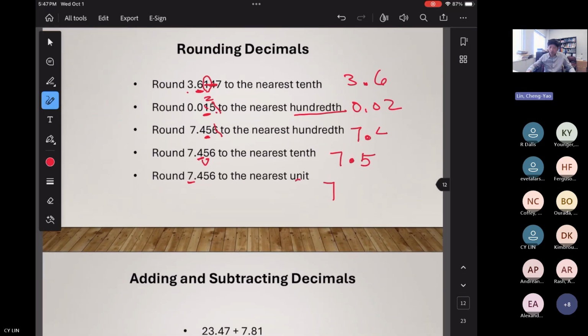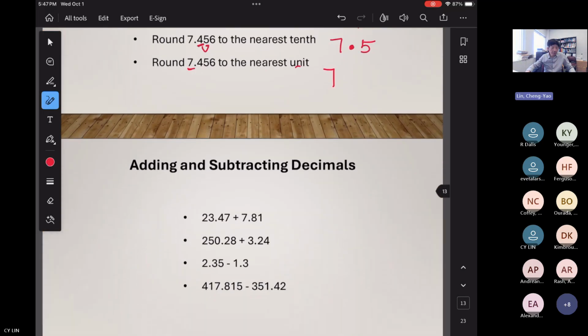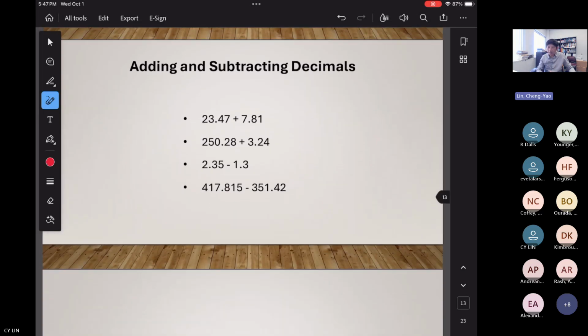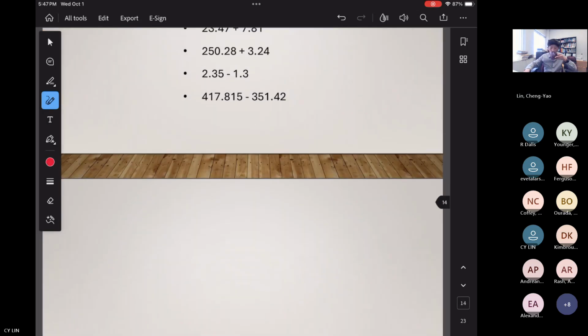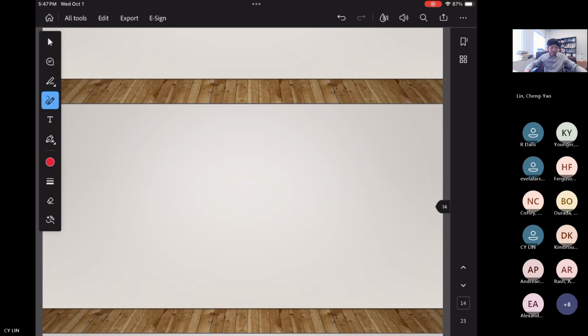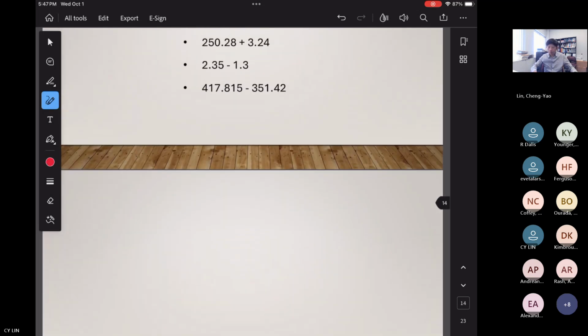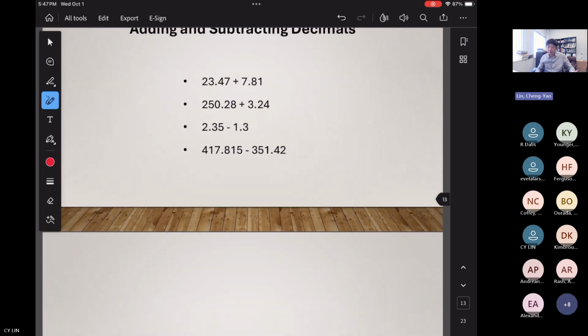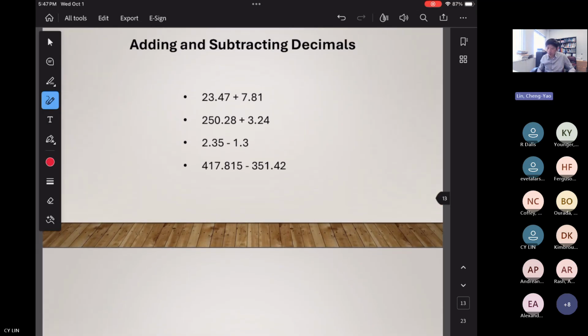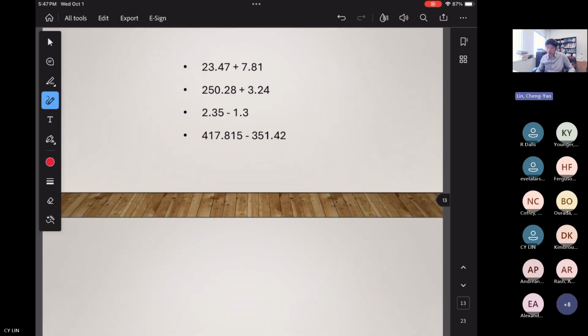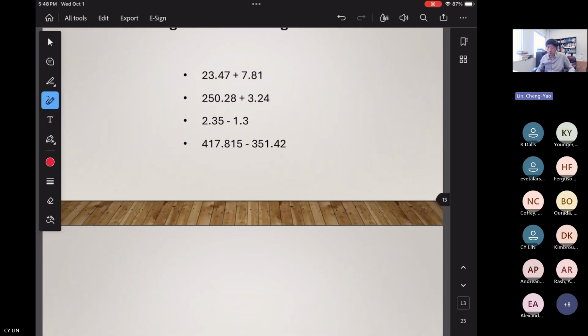All right. So we've taken care of rounding decimals. Next, we're going to do adding and subtracting decimals. Again, we have different methods for the slow learner or the general learner, and also a method for the quick learner.